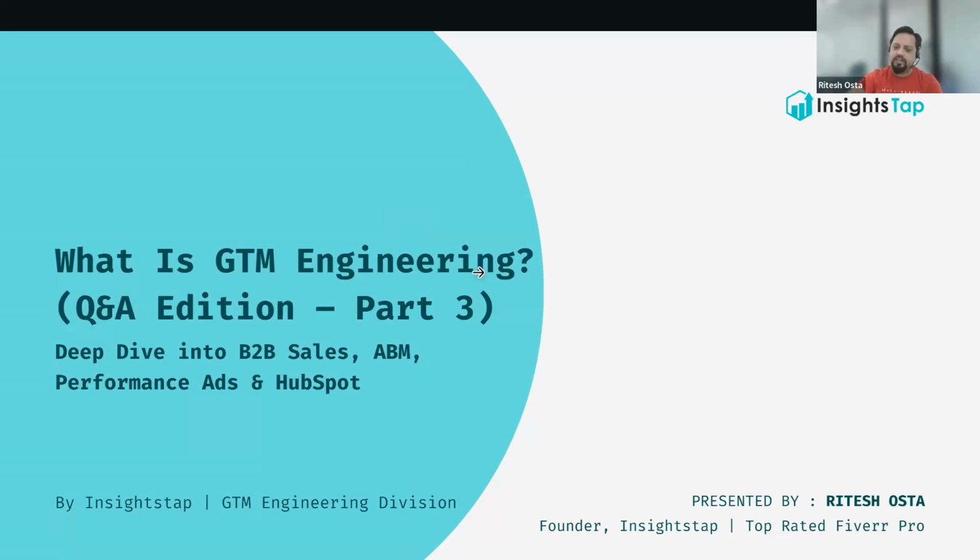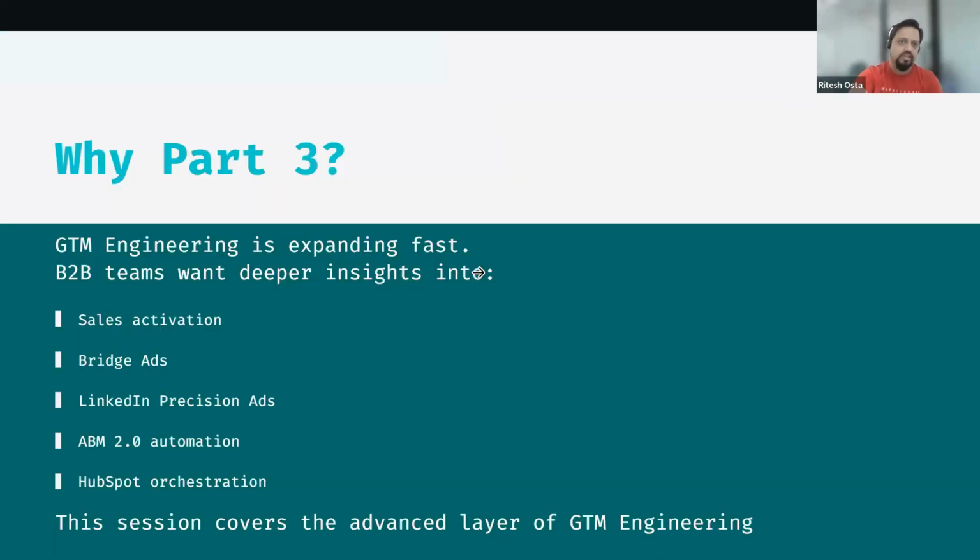All right. So now with that, let's go on to the next question, which is part three. In this part three, as I said, we are going to touch upon certain topics, mostly around sales activation and bridge ads. We have talked a lot about bridge ads, so I'm going to just cover that a little bit. Precision ads, a lot of questions coming up around precision ads 2.0, automation, ABM 2.0, what ABM 2.0 is, and HubSpot orchestration. Now, these are all separate topics, and I've already covered a lot of them in our previous webinars. But I'm going to keep the questions and the answers around this particular topic.